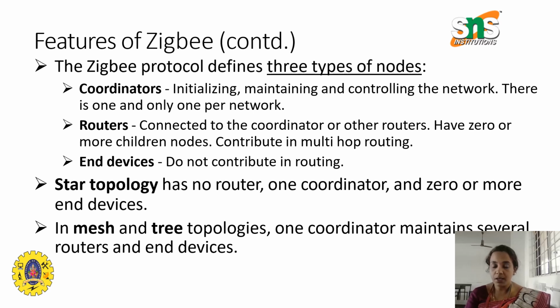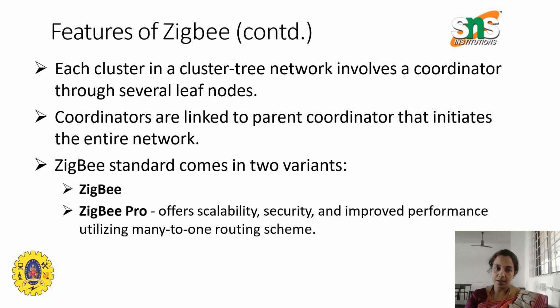Star topology has no router, only one coordinator, and zero or more end devices. In mesh and tree topologies, there will be one coordinator, many routers, and end devices as well. So how many routers, coordinators and end devices there are when Zigbee uses a given topology is discussed in this slide.